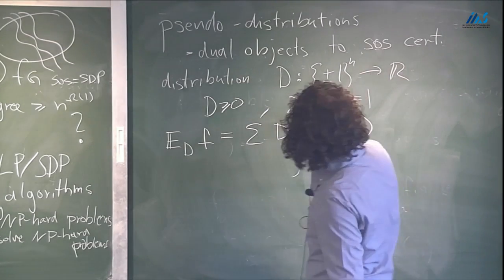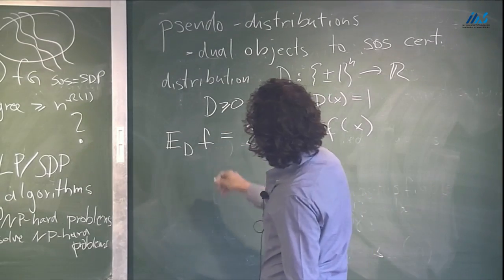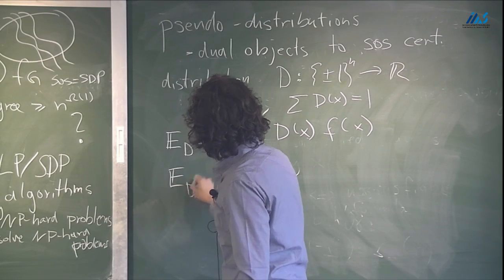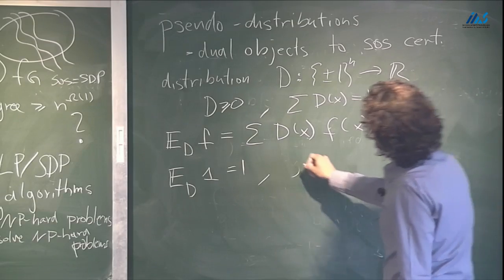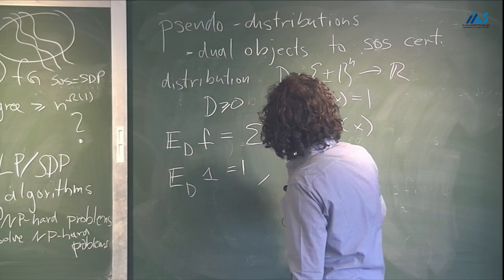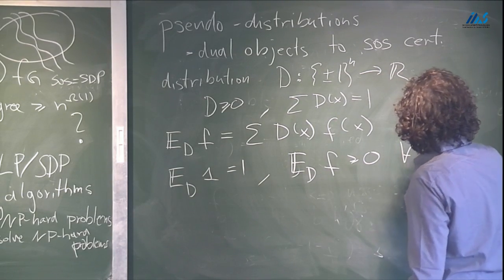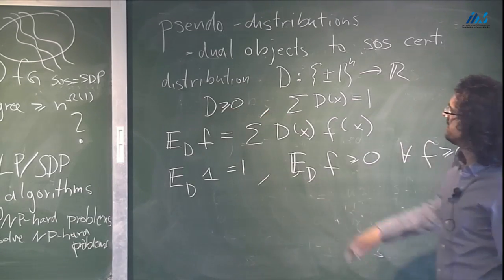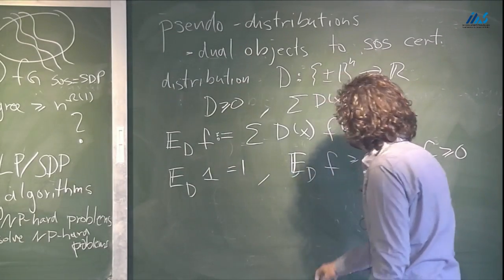And notice that we can characterize these distributions just in terms of this expectation operator, because this condition here is equivalent to saying that the expectation of the constant 1 function is equal to 1. And this condition is equivalent to saying that the expectation of every non-negative function is non-negative. For every function that is non-negative, I want its expectation to be non-negative. That's equivalent to this statement under this definition.